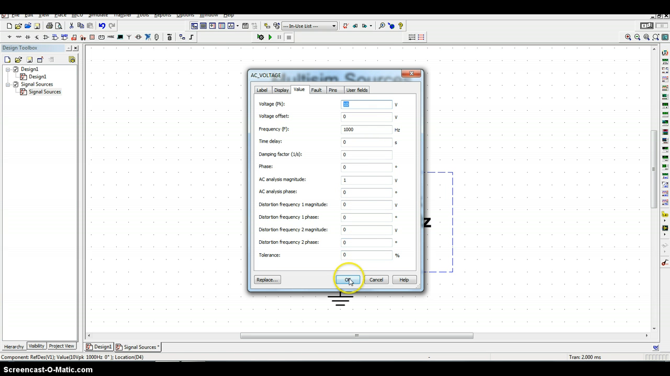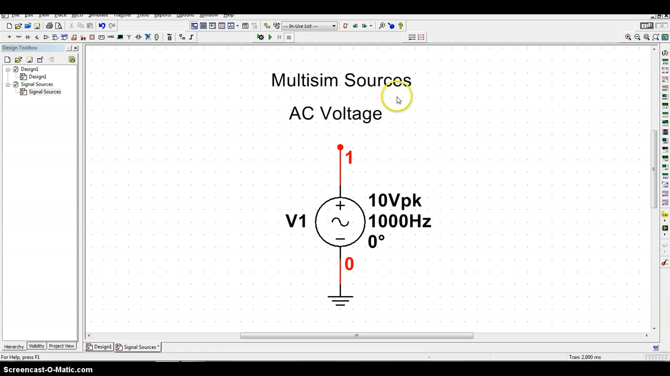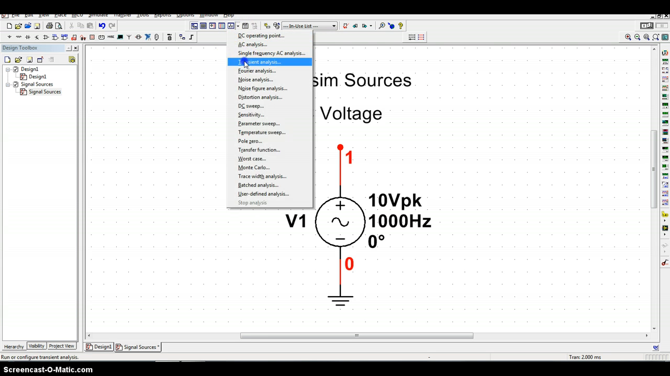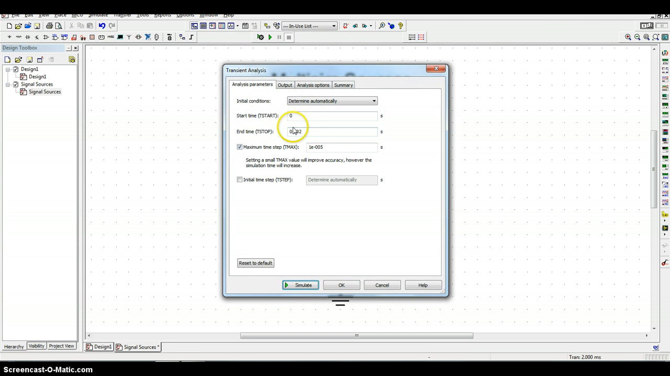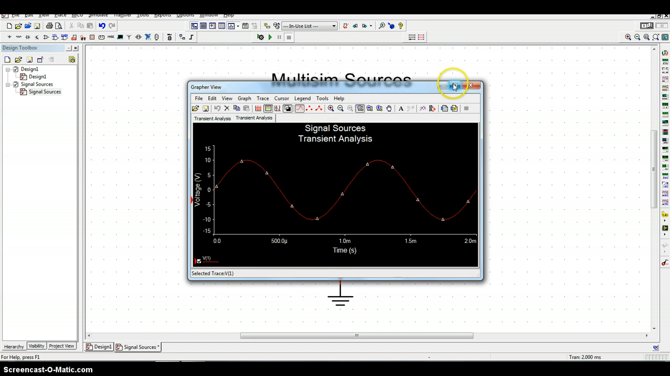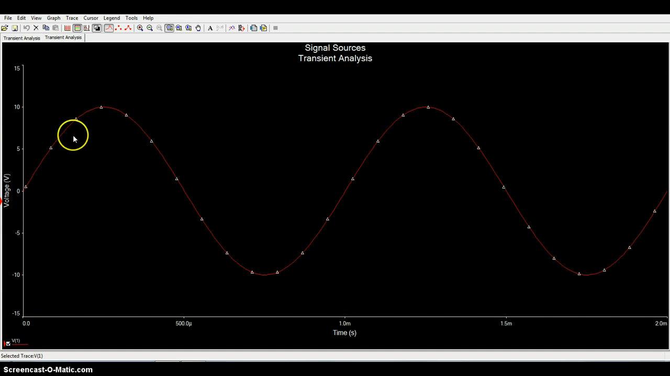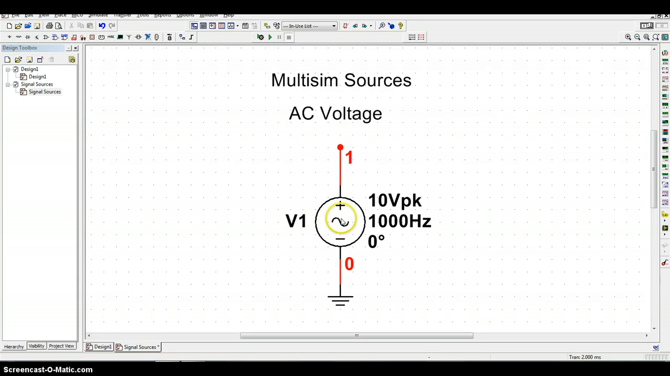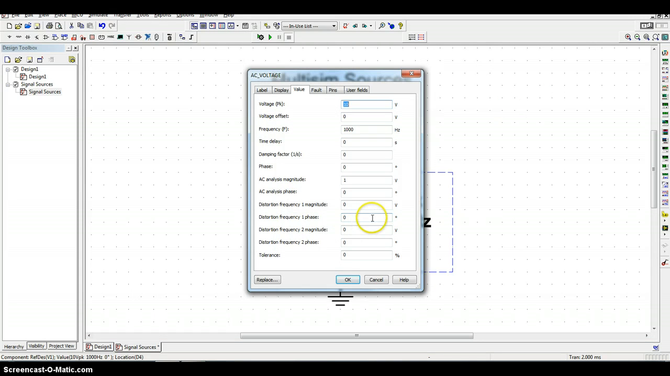So we're going to click OK on this and take a look at the response, which we have seen in other tutorials as well. But nevertheless, if we go to transient analysis, and it's been set here from 0 to 2 milliseconds with a time step of 10 microseconds, and we click on simulate, and I'll enlarge this, and you see that we have the sine function that starts at 0 at t equals 0, and it's going through 2 cycles.